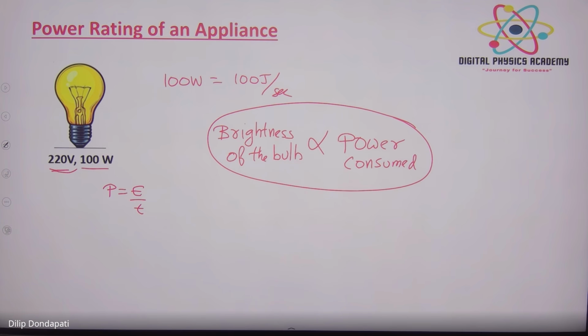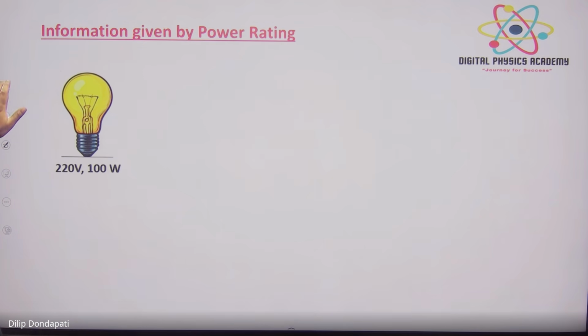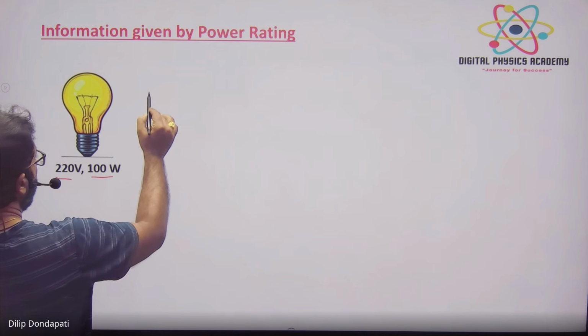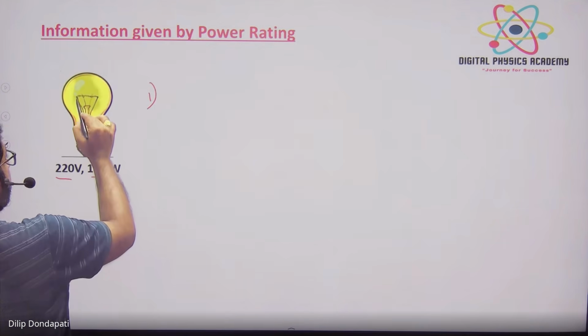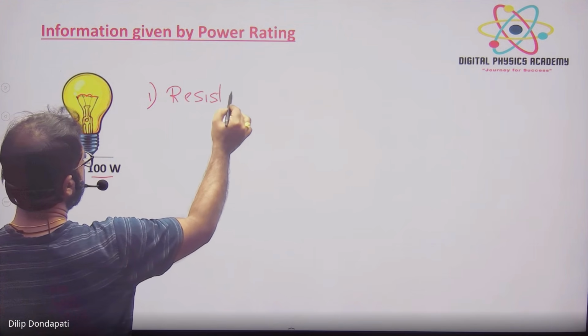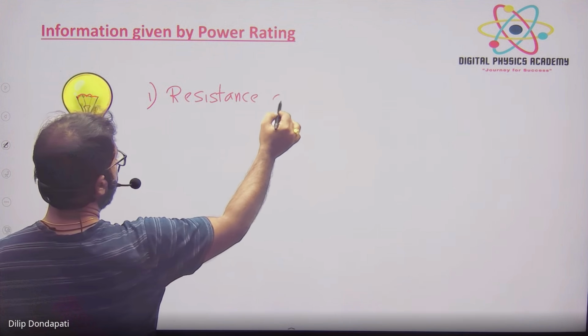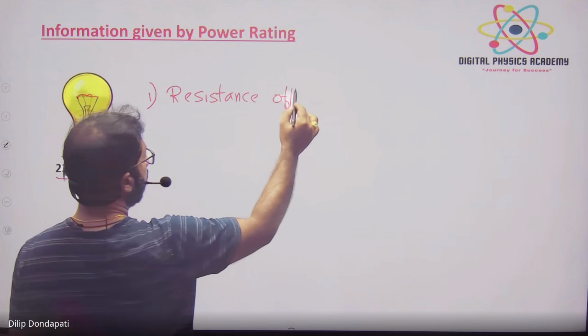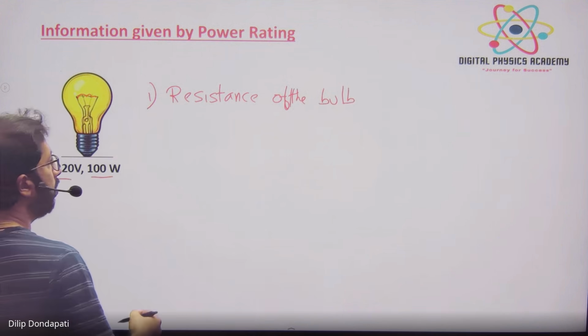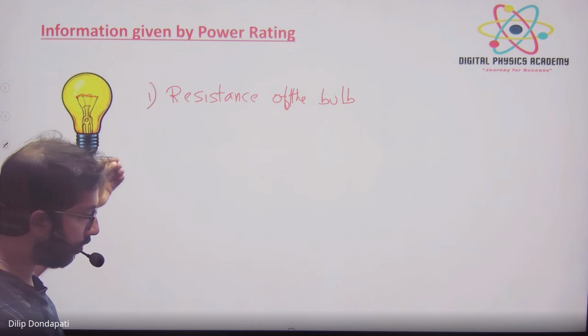Covered? Yeah. Now, information given by the power rating. Suppose मान लो आपको bulb is given to you, 220 volts 100 watts. From that what we can find? First one we can find is the resistance of the bulb. How to find? Tell me, इसका resistance find करो.